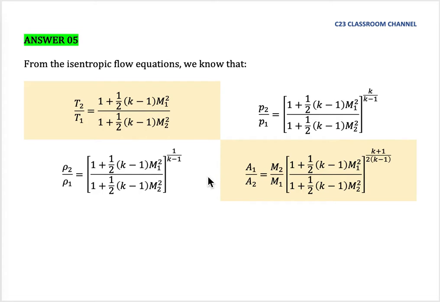So to answer this question, you need to remember all these 4 basic equations for isentropic flow. So you need to remember the T2 over T1, P2 over P1, rho 2 over rho 1, and A1 over A2. It is okay for you to derive your own equation for this one because it comes from the mass flow rate, rho A and V. I already explained how to get this equation in a previous lesson.